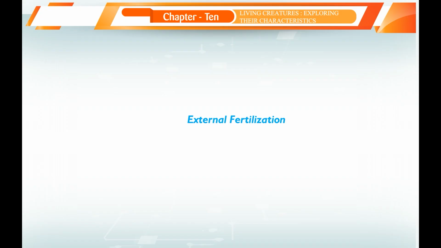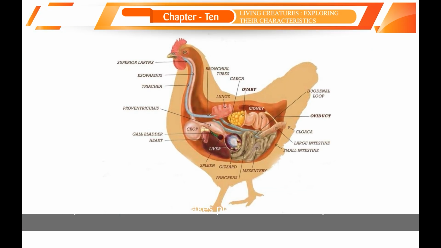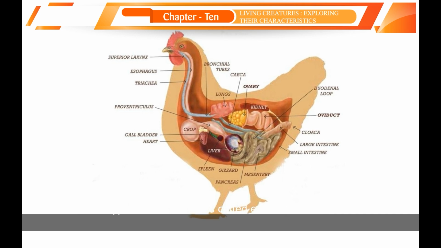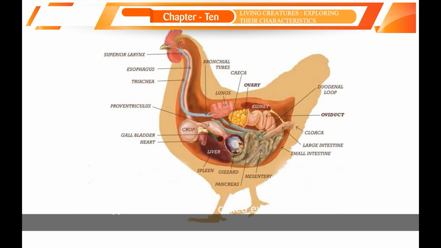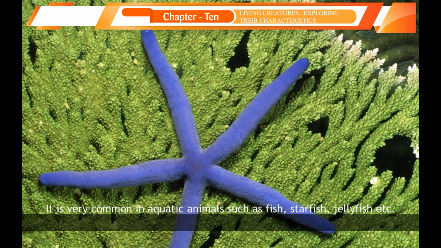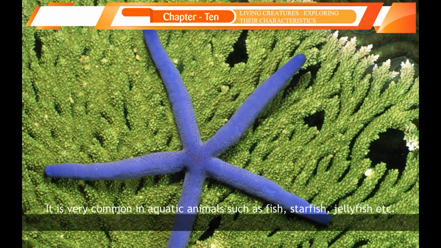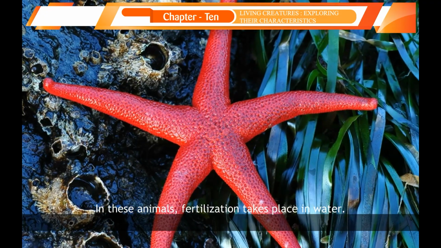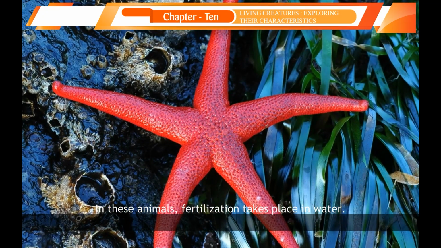External fertilization. In many animals, fertilization takes place outside the body of the female. This type of fertilization is called external fertilization. It is very common in aquatic animals such as fish, starfish, jellyfish, etc. In these animals, fertilization takes place in water.